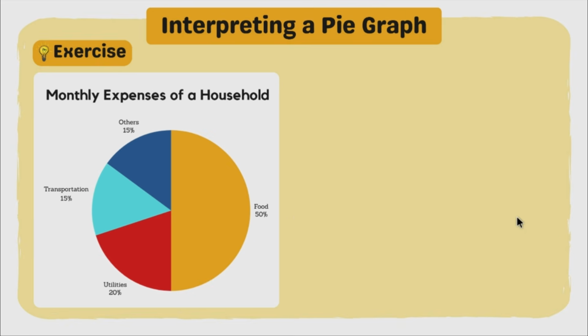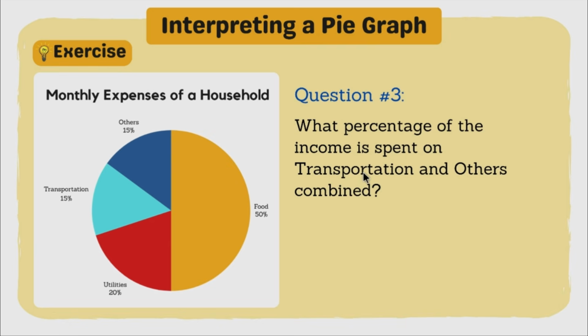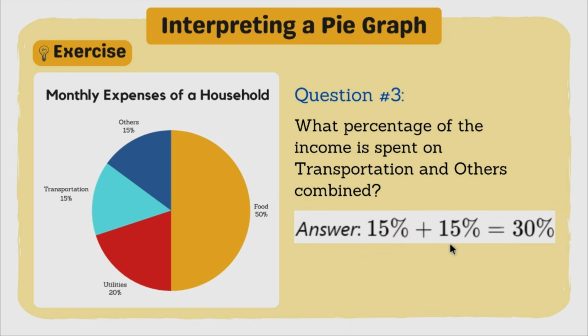Okay, next question. Question number 3. What percentage of the income is spent on transportation and others combined? Okay, we have here transportation, which is 15%, and then others, which is 15%. I-add lang po natin yan, we will get 30%.